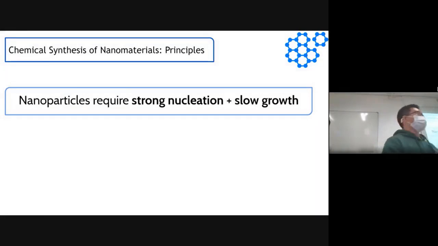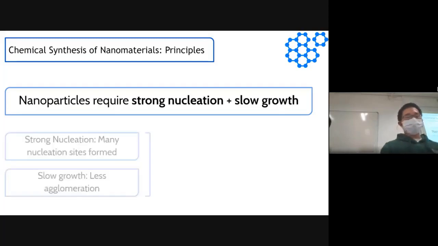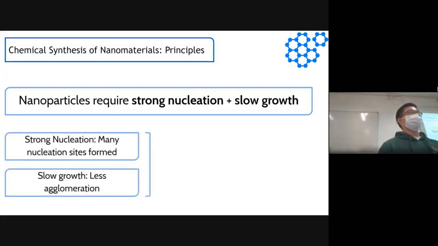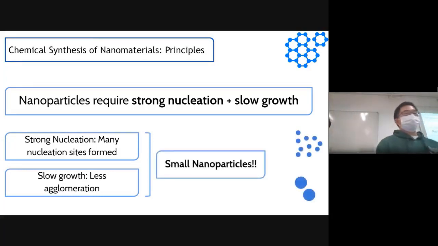So the idea of nanoparticles, we know that it has to be very small for it to achieve its desired properties. Hence, they require strong nucleation, which means that there must be multiple nucleation sites, and it must also have slow growth to ensure that it doesn't grow too big, because we want the nanoparticles to be controlled at a small size. So as mentioned, if you have a fixed number of moles of a certain chemical, you want it to have many small molecules rather than two very big molecules, because you want it to be in the nanoscale.